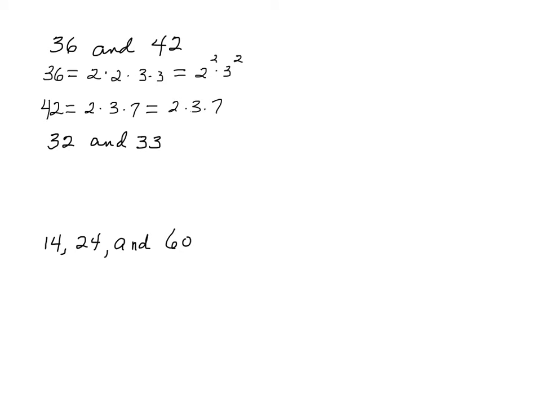Now, what do they have in common? The GCF of 36 and 42 is what? The biggest thing they have in common is, this one has a 2, but the other one has 2 2s, but I can only choose one of them because that's all they have in common.